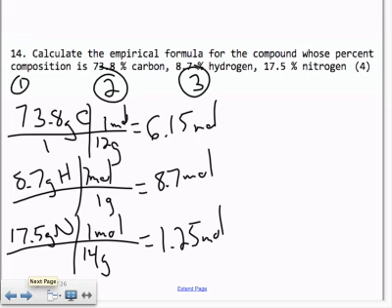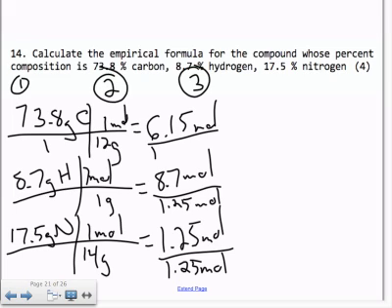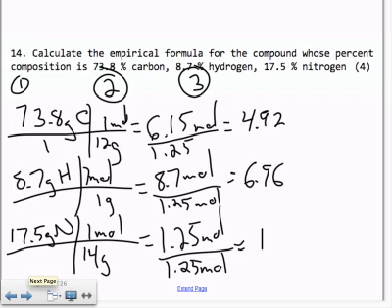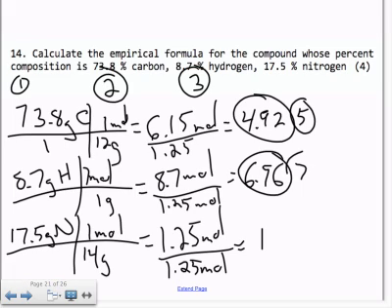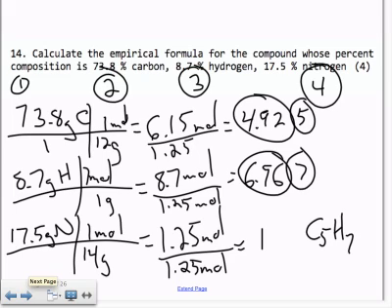Step 3, take all of the answers from step 2 and divide them by the smallest number, which was 1.25. That gives us for carbon, 4.92. For hydrogen, it gives us 6.96. And of course, for nitrogen, dividing by itself gives you 1. These numbers for carbon and hydrogen are close enough that we are going to say this is a 5, this is a 7. Step 4 is use those numbers to form an empirical formula, C5H7N. There's your empirical formula. That's the answer to this problem.